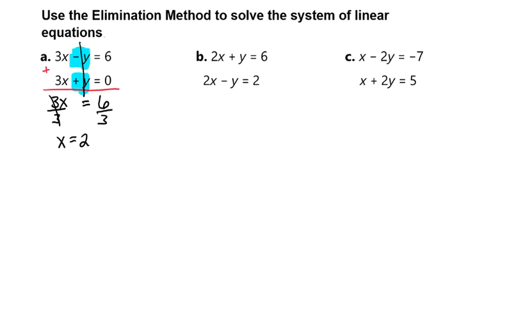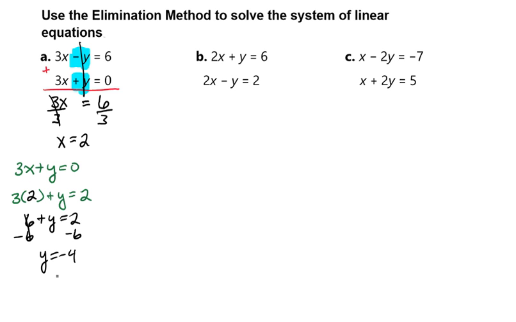I think I kind of like the bottom equation. So I'm going to take the bottom equation, which is 3x plus y equals 0, and I'm going to take out the x and replace it with the 2 that we just solved for. So I have 6 plus y equals 0, and I'm going to finish solving for y. So y equals negative 6, and that's going to give me a solution of 2 comma negative 6.